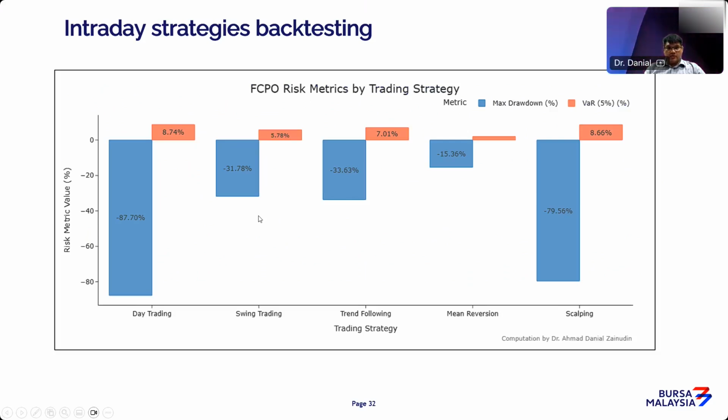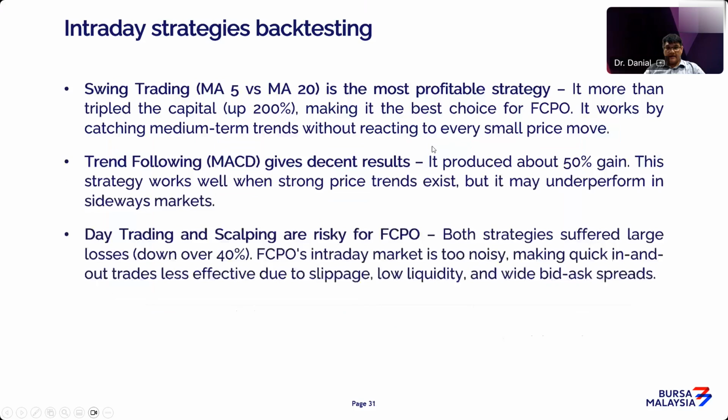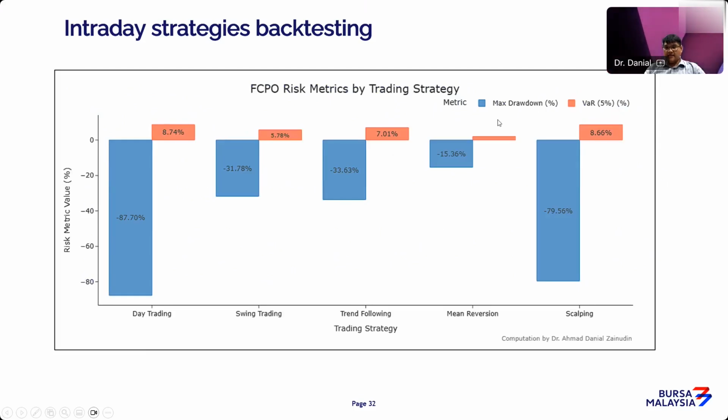So I'd like to give more convincing points about the backtesting from the angle of maximum drawdown and also value at risk. The maximum drawdown for the largest one is day trading and scalping. Yes, we potentially lose about 87% or 79% if you use these two in one single hour. So avoid this. Probably we can use mean reversion.